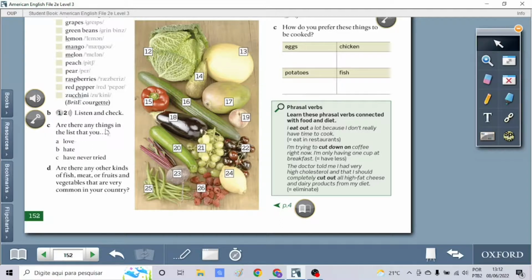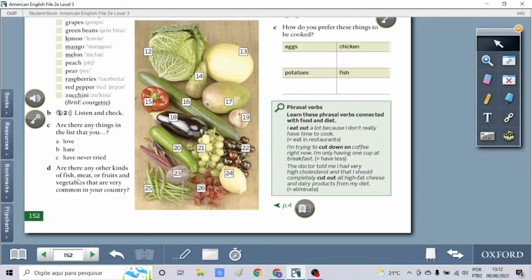Very well. Now, let's do letter C. Are there any things in the list that you love? Is there anything in the list that you hate? What about the ones you have never tried? Please list some of them here.